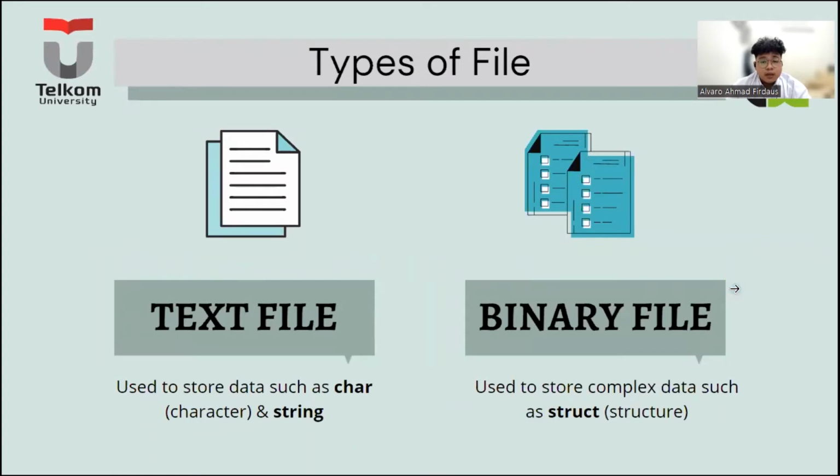There are two types of file in this module. The first one is the text file. A text file is used to store data such as characters and strings. And then the second one is the binary file. A binary file is used to store complex data such as a struct or structure. Right now, we're going to learn about the text file.